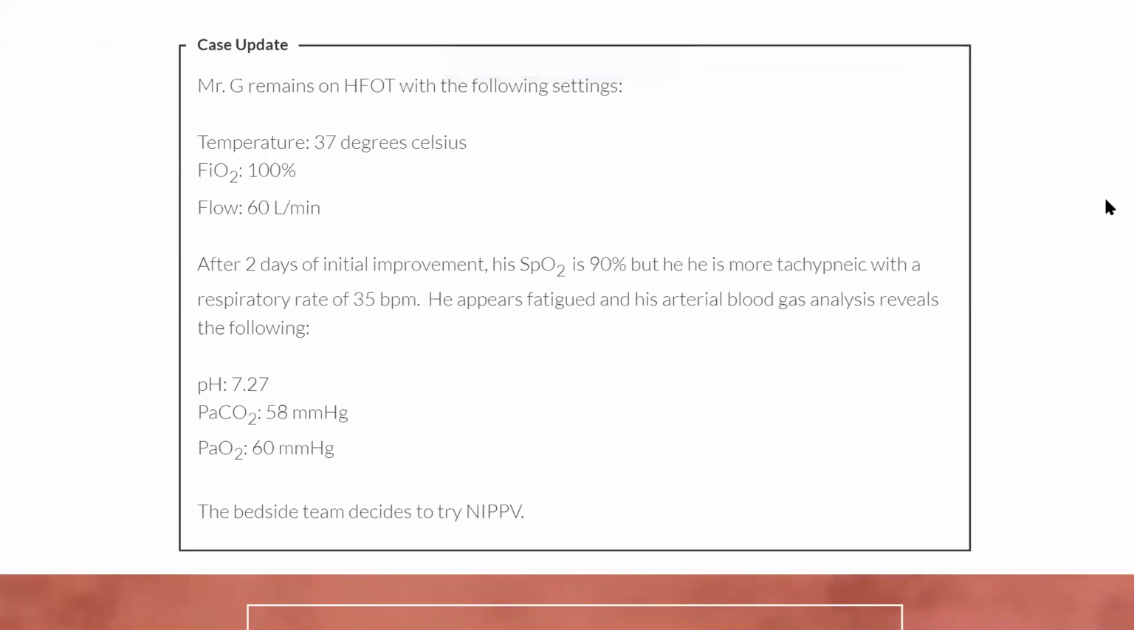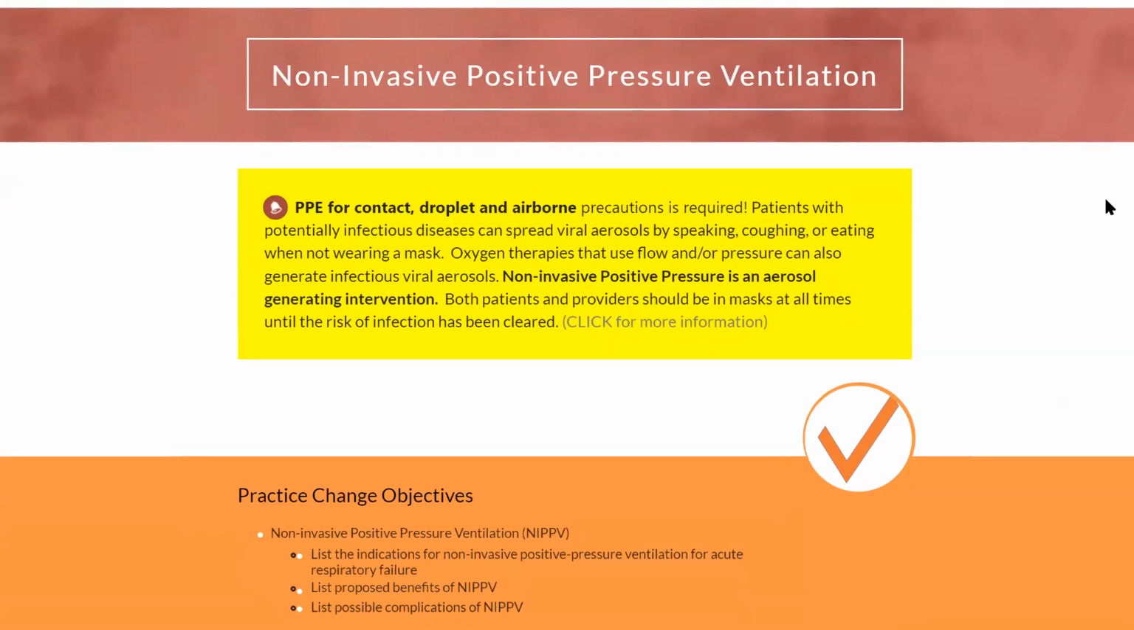So, yes, you have already calculated the ROX, and as you can see, the patient is deteriorating because they appear fatigued, and the arterial blood gas is showing low pH and high PaCO2. So then the team will decide to try non-invasive positive pressure ventilation. Yeah, we can go down. This brings us nicely to the discussion about non-invasive positive pressure ventilation.